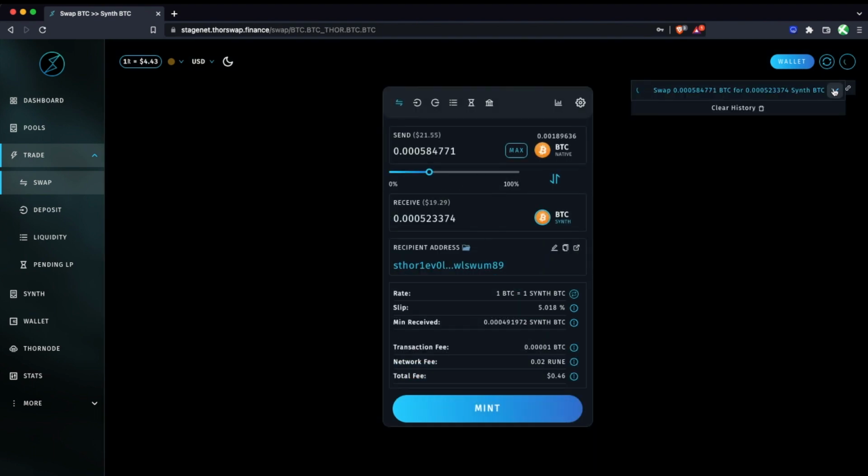We'll see it pending as a swap here. So in the case of minting, it does depend on the speed of this blockchain, so we'll have to wait for that Bitcoin to get sent in. But then when trading synth to another synth, that's only going to take 5 seconds.